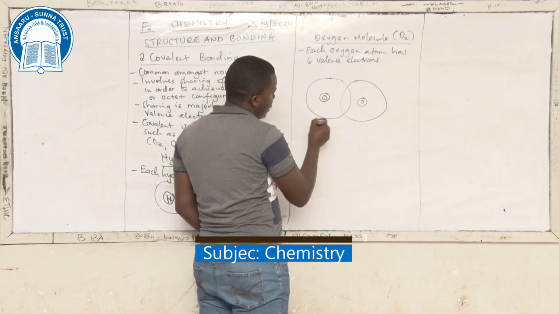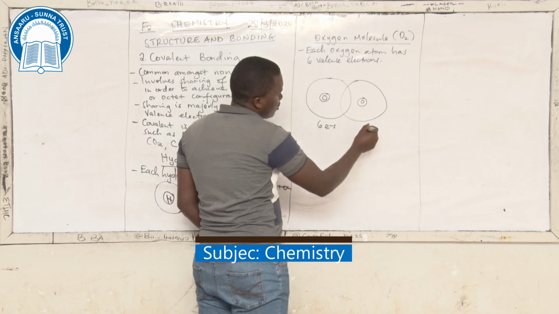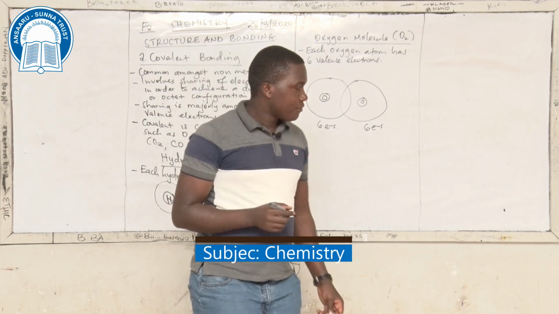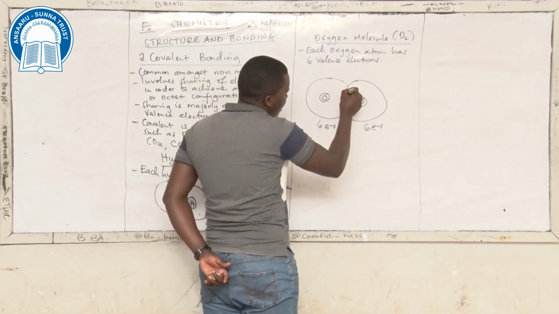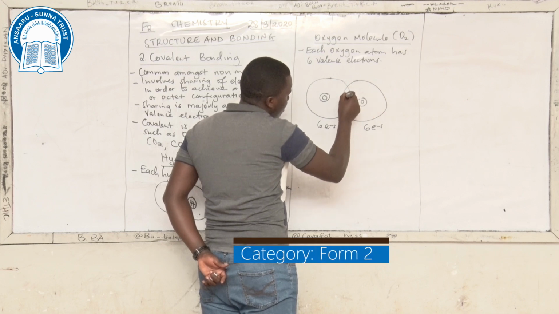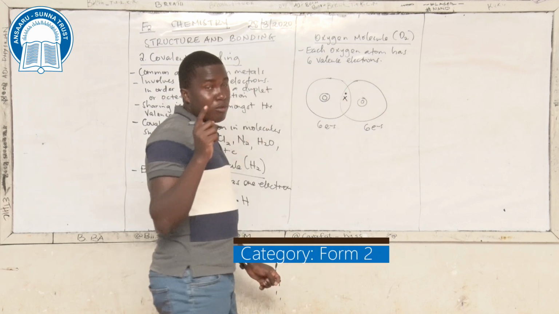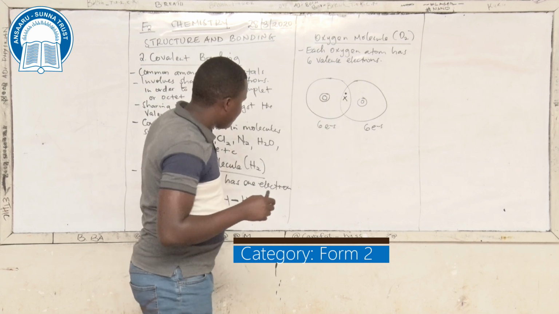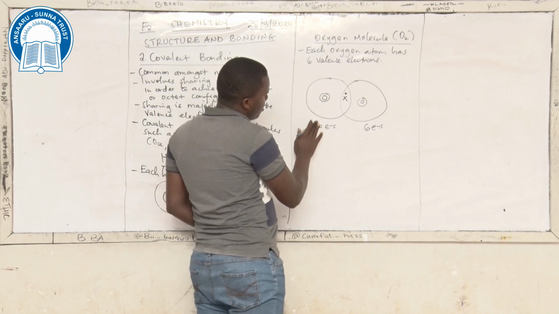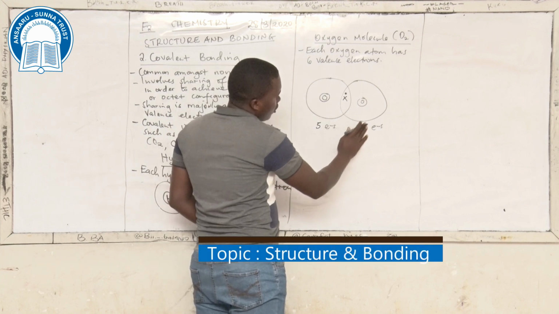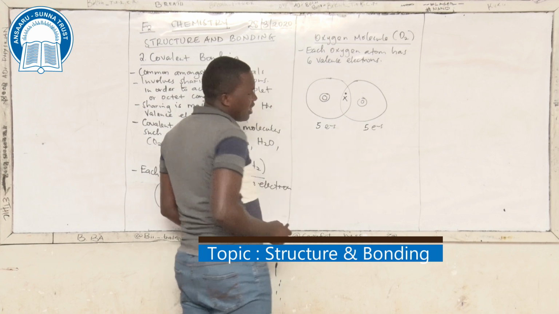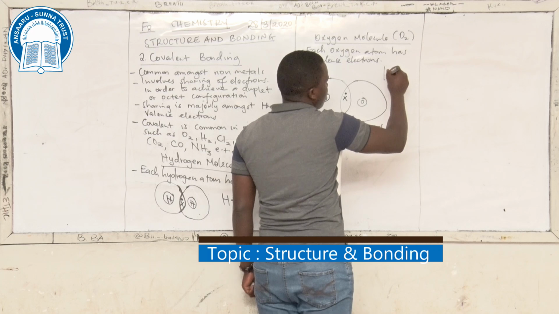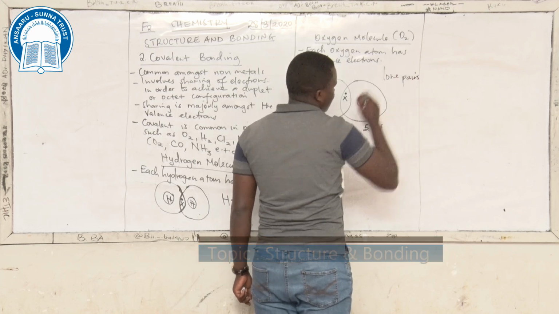This one has 6, this also has 6 electrons. So they bond covalently. When this one brings one electron, the other one brings the next electron. So that is one covalent bond. This one electron is from this side, the other from the other side. Which means now here we have 5 electrons remaining, here also 5 electrons remaining. These 5 electrons are the unbonded electrons, or what we also call the lone pairs.